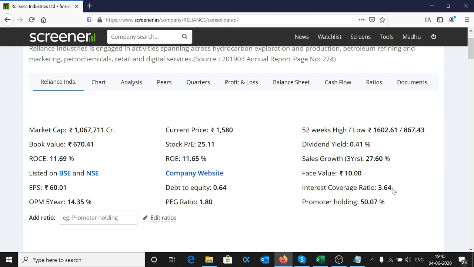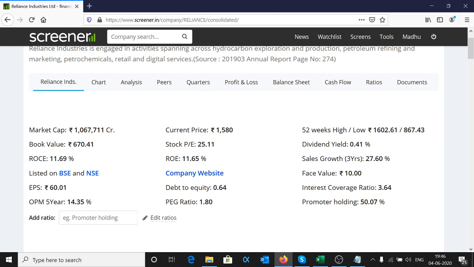Interest coverage ratio is a matter of concern here. Interest coverage ratio is the ability of a company to pay the interest on the amount borrowed. This should be at least a minimum of 12 months. And also debt to equity should be as low as possible. I prefer it to be 0.0, but depending on the company it varies. But here also debt to equity is slightly concerning. So the concerning factors are debt to equity and interest coverage ratio.